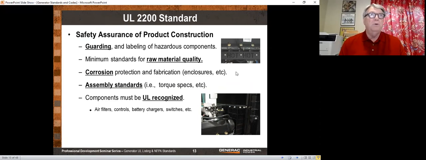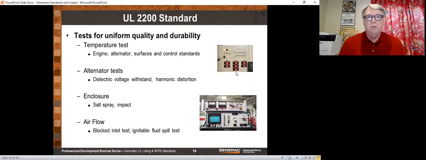And you probably know a UL recognized component is a component that's not meant to be purchased by itself. It is a component that's used inside of another device. So things like air filters and battery chargers and switches and so on, they have to all be either UL listed or UL recognized for the generator to be UL.